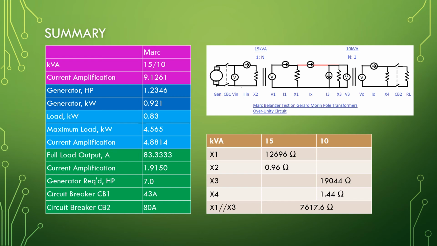The pole transformer characteristics: 15 kVA, X1 12,696 ohm, X2 0.96 ohm; 10 kVA, X3 19,044 ohm, X4 1.44 ohm; X1 parallel X3 7,617.6 ohm.